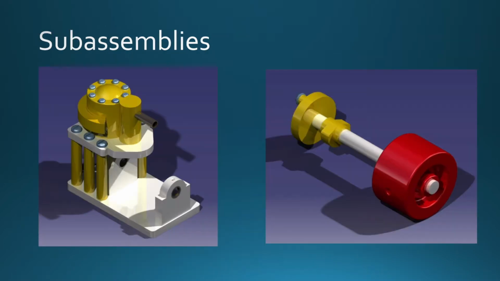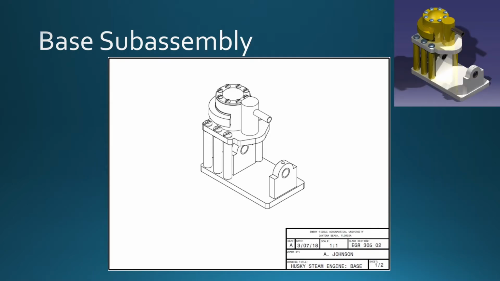There are multiple parts that had to be modeled separately and included in the main assembly because we wanted to simulate the engine in action using the manipulation tool in CATIA. So there are parts that are not part of any subassembly. We're going to start by discussing the base subassembly.